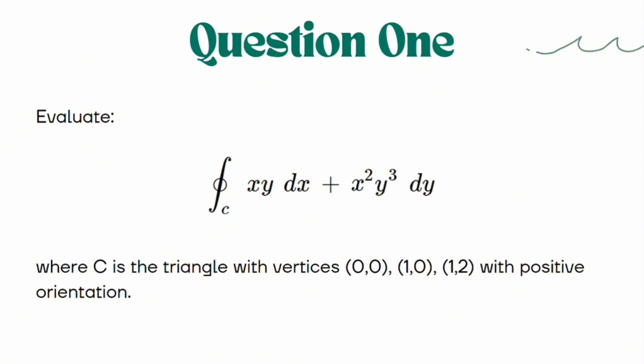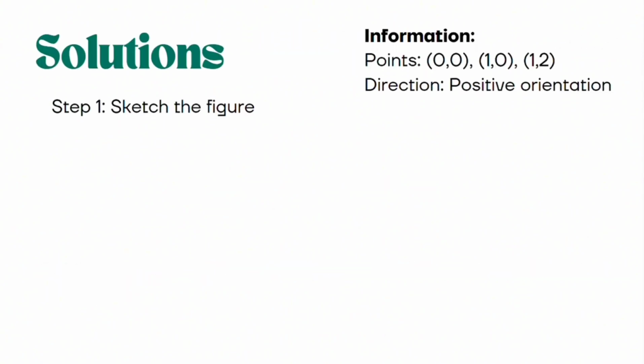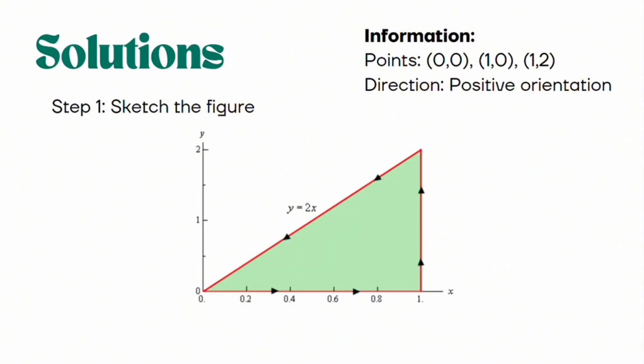Evaluate integral of xy dx plus x squared y cubed dy, where C is the triangle with vertices (0, 0), (1, 0), (1, 2) with positive orientation. So we proceed to the solution. Step 1 is sketch the figure. From the equation, we got the information for points and direction, and the figure will look like this.